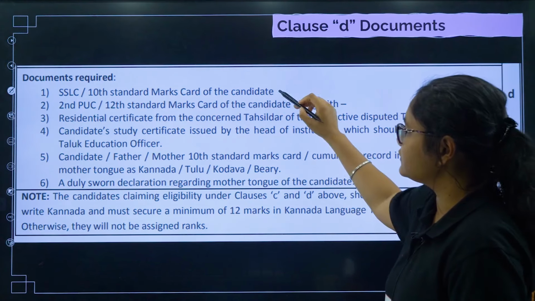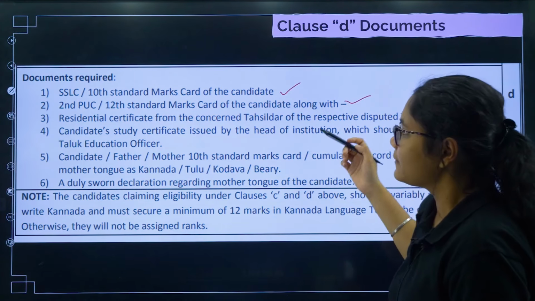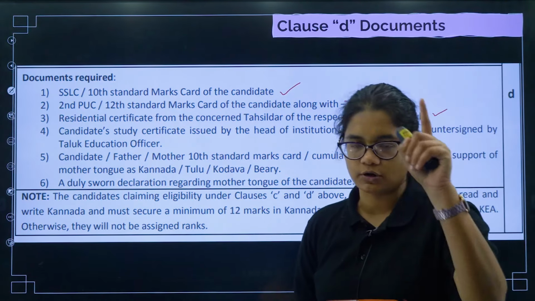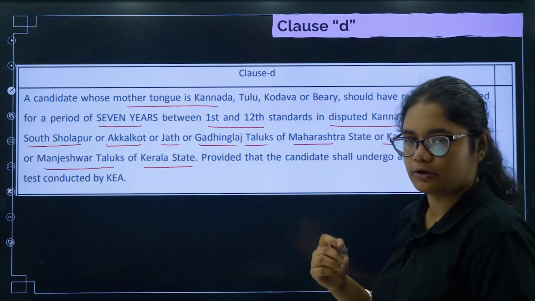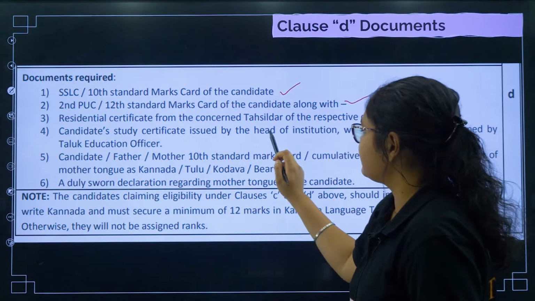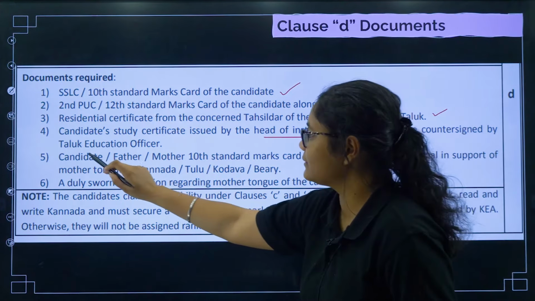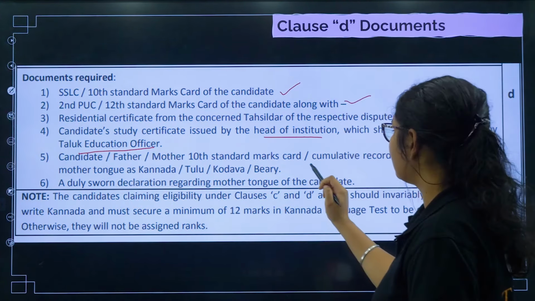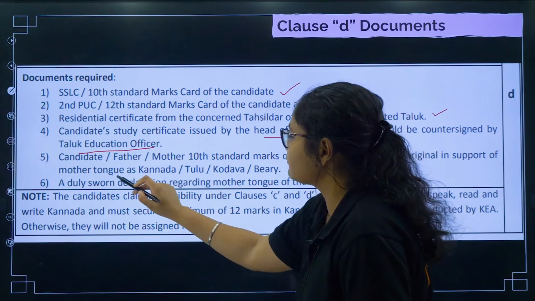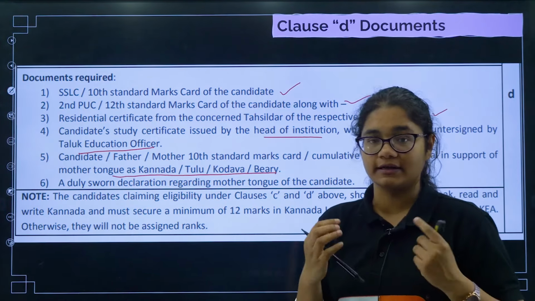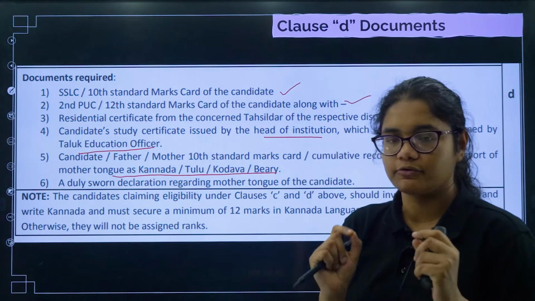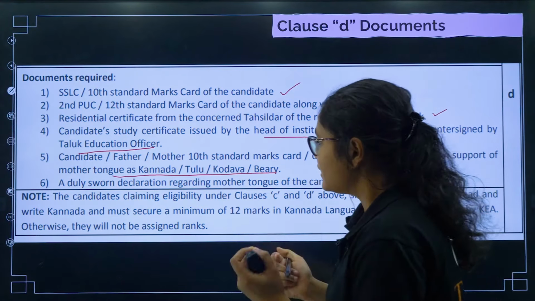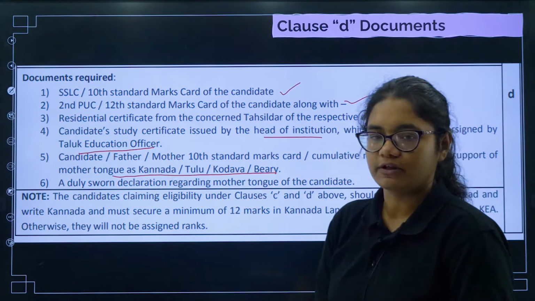What are the documents required? First is your 10th certificate, then your 12th certificate, then a residential certificate from the concerned tehsildar of the respective disputed taluk. So from the areas mentioned, your domicile certificate should be there. Then the candidate's study certificate issued by the head of the institution, which should be countersigned by the taluk educational officer. Next, the candidate's mother or father's 10th standard marks cumulative record in original in support of the mother tongue. You are saying that your mother tongue is Kannada but you are living in these disputed areas, so you have to give the proof that your mother tongue is Kannada. So any of your father's, mother's or your own 10th certificate you can give. Next, a duly sworn declaration regarding the mother tongue of the candidate.